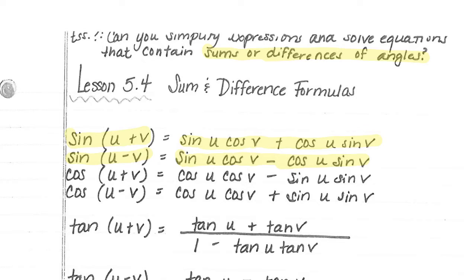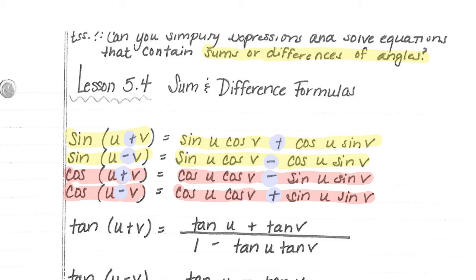This one kind of flip-flops when we get to the cosine of u plus v. It's cosine u cosine v minus sine of u sine of v. So notice this plus now is a minus. Before it was plus plus, minus minus, but when we get to the cosines we flip. Cosine of u minus v is cosine of u times cosine of v plus sine of u sine of v.